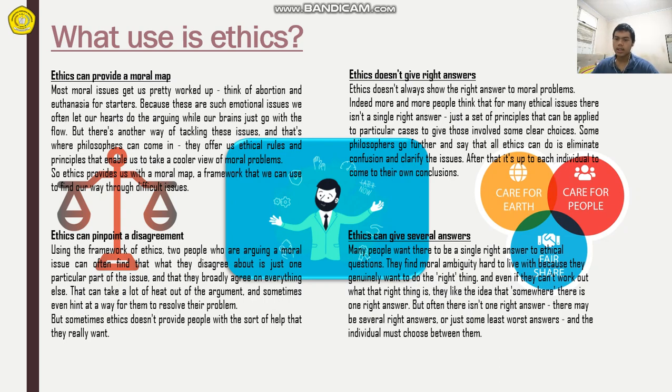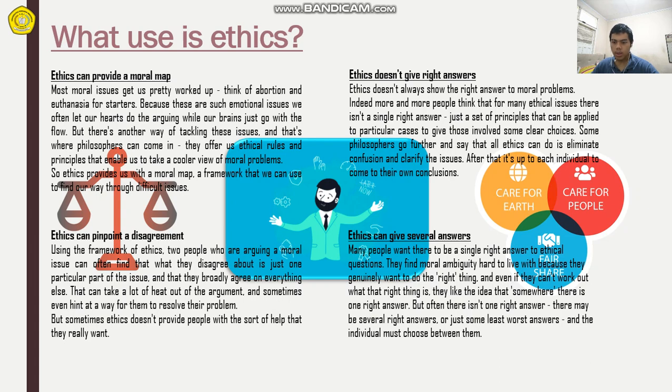What is the use of ethics? The first one is that ethics can provide a moral map. Most moral issues get us pretty worked up. Think of abortion and euthanasia, for starters. Because these are such emotional issues, we often let our heart do the arguing while our brain just goes with the flow.